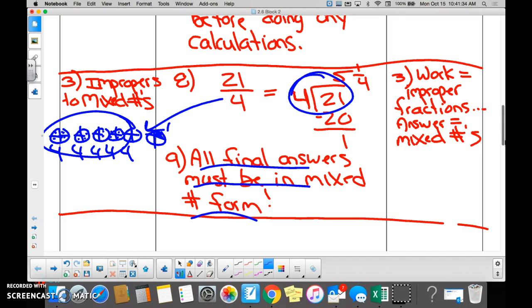We have how many fourths? 4, 8, 12, 16, 20, 21/4. Remember how that all worked? Yeah. You guys seem to get that pretty easily. Cool. Questions?